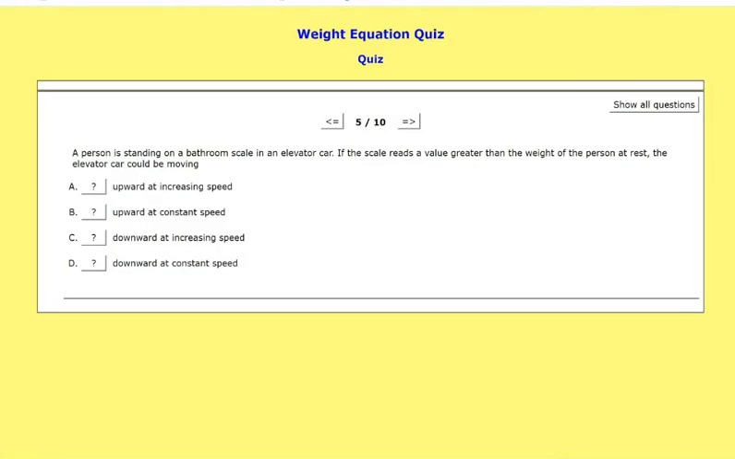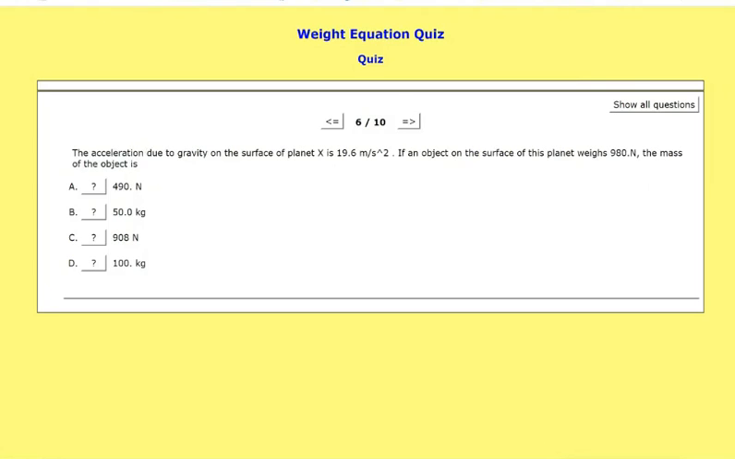This is like one of the old ones. I think this doesn't even belong on this unit. This is the previous test about the elevator and bathroom scale. You remember that, so we'll skip it.